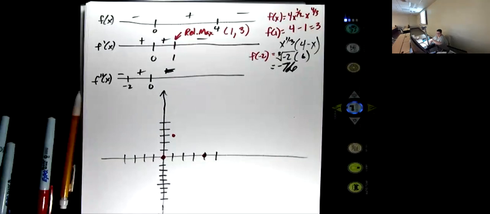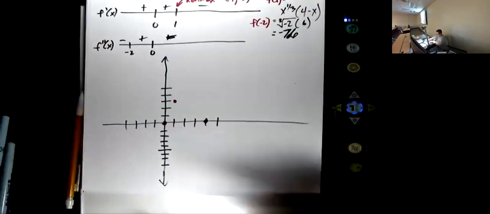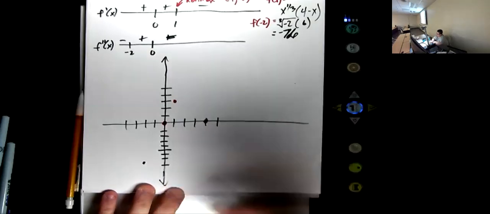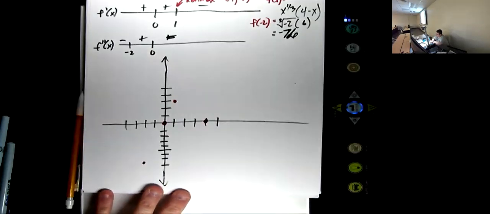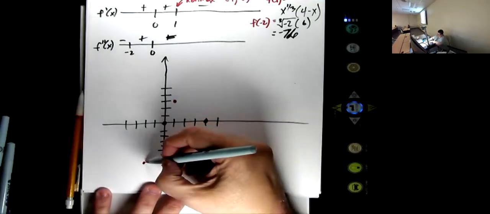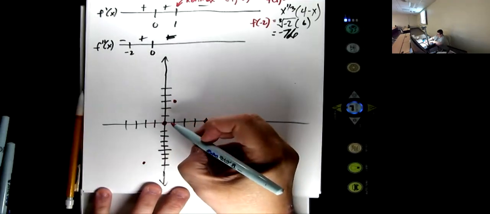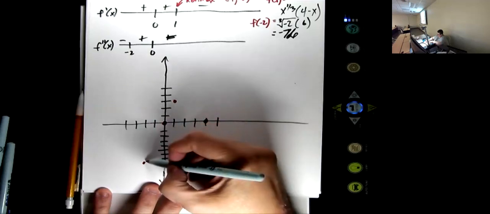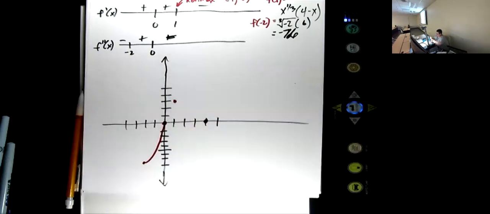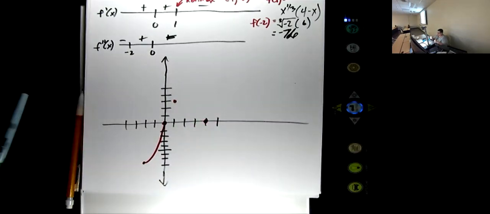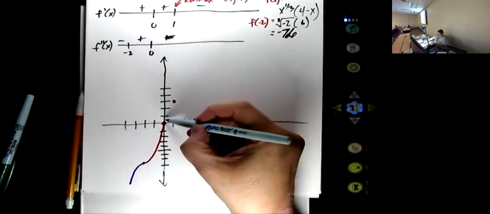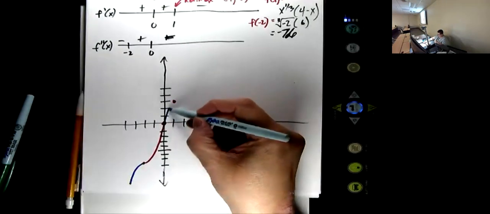Exactly. Tightening in the bottom because I didn't have a lot of room. This is at -2. And it's concave up from here to here. And it's concave down here. And concave down here.